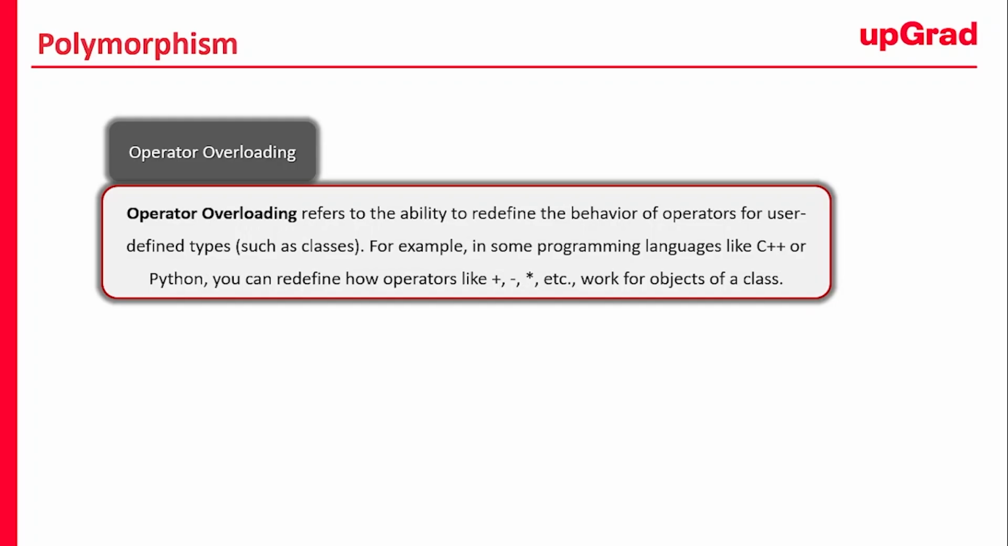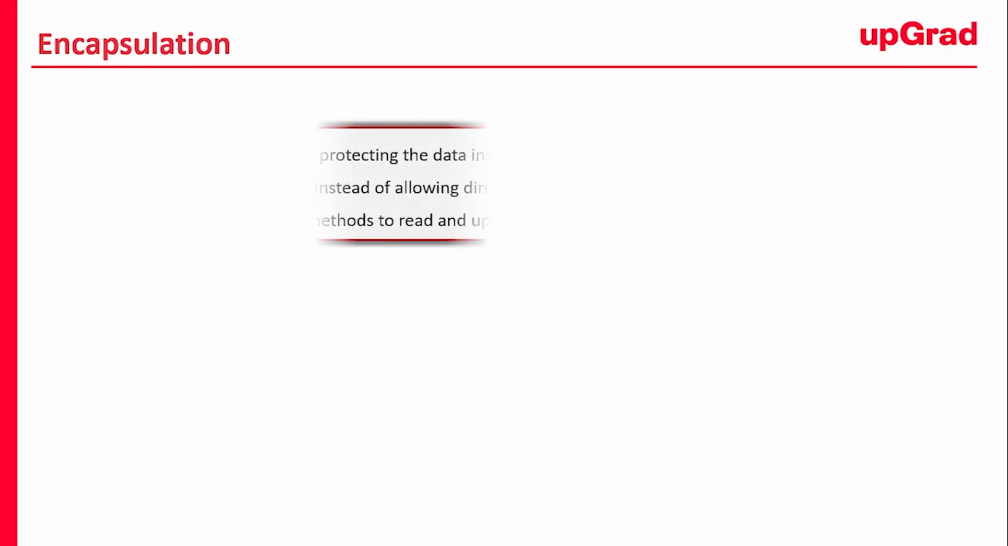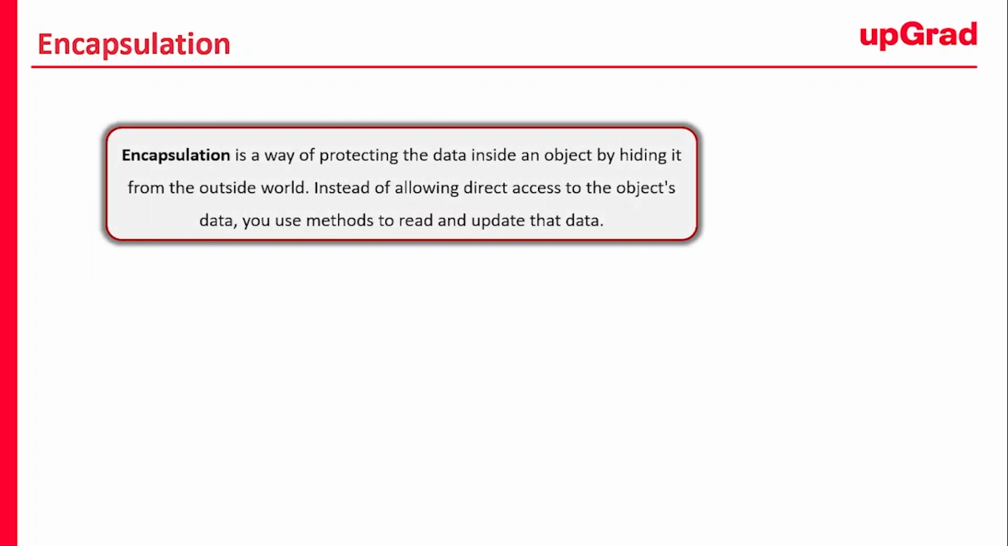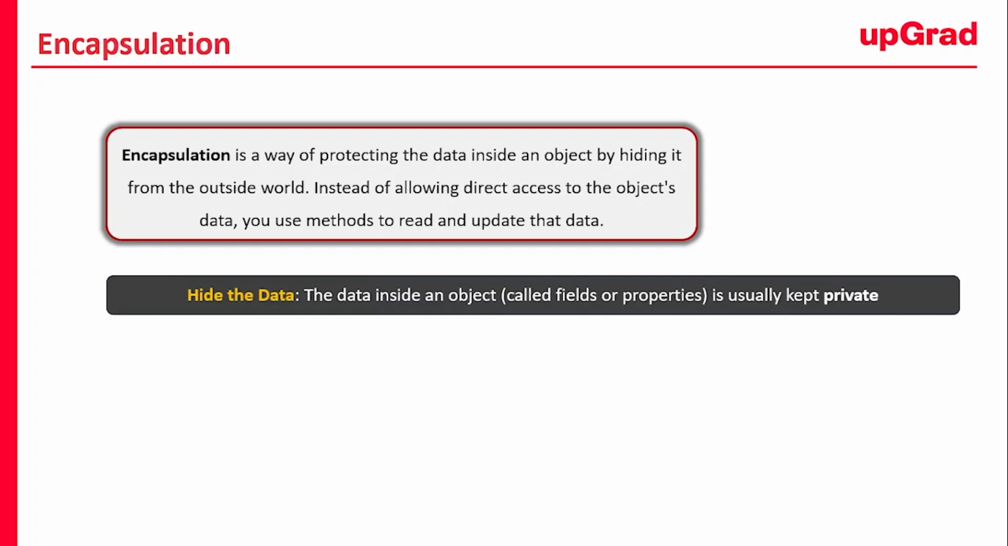Now let's understand Java encapsulation, which is another important concept of OOPS. So encapsulation is a way of protecting the data inside an object by hiding it from the outside world. Instead of allowing direct access to an object's data, you use methods to read and update that data. This helps to keep the data safe and ensure it is used correctly. Basically, what it does is hide the data. The data inside an object, called the fields and properties, is usually kept private, meaning no one can directly change it.